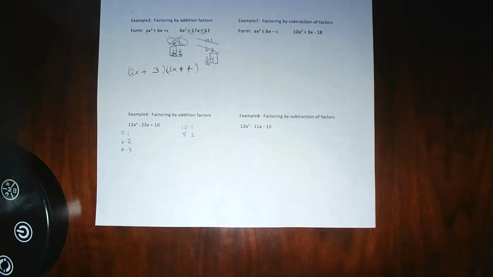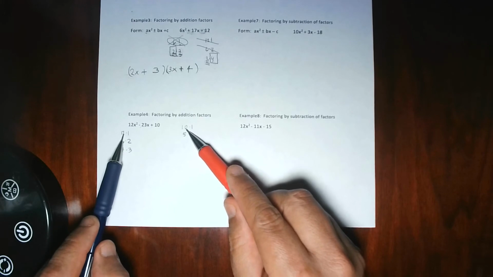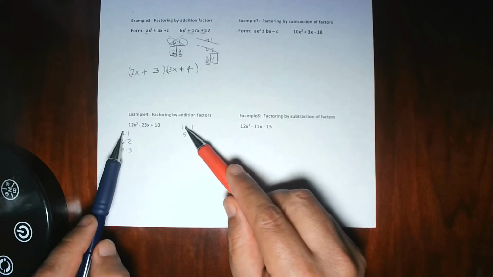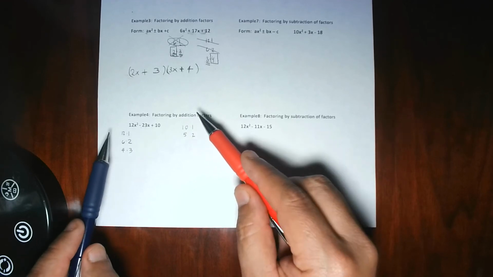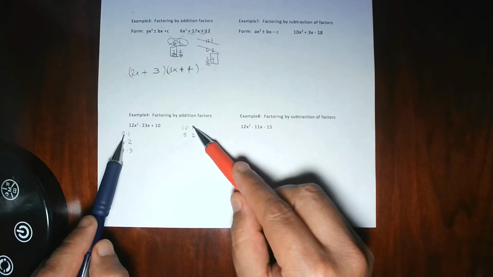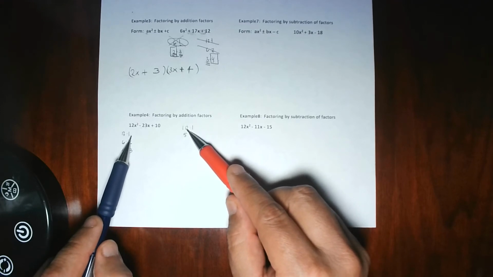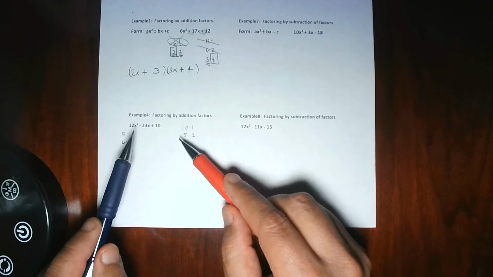So let's see if we can do this, okay? Let's see if we can do this a little bit fast. So look at this. If I say 12 times 10, that's 120, and then 1 times 1 is 1. 120 plus 1 is not going to give us 23. So let's change the arrangement. Instead of saying 12 times 10, now let's do 12 times 1, which is 12. 10 times 1 is 10, and then 12 plus 10 is 22. So it's 1 short of that.